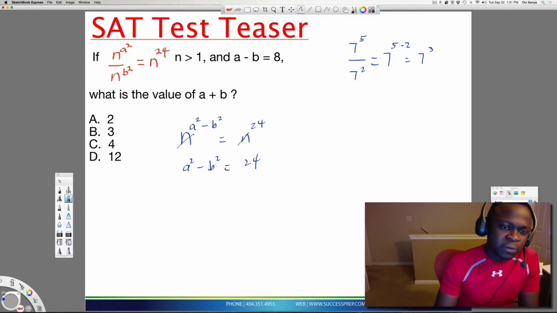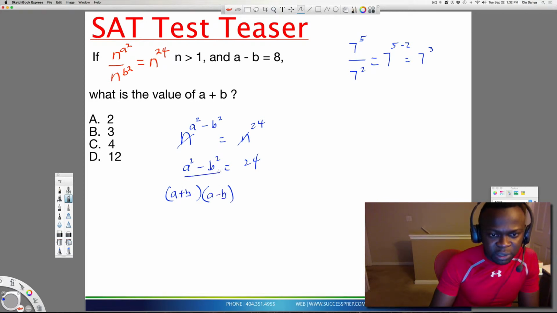Well, another rule, just a math rule here, is the difference of two squares. What difference of two squares says is that anytime you have a squared minus b squared, you write a plus b and a minus b. So that's what this becomes. It splits into these two, equal to 24.